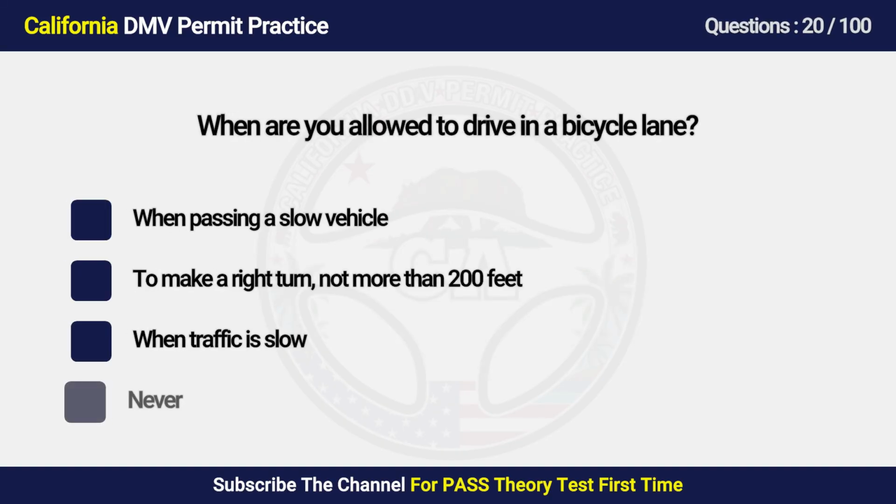Question 20. When are you allowed to drive in a bicycle lane? A. When passing a slow vehicle. B. To make a right turn not more than 200 feet. C. When traffic is slow. D. Never.